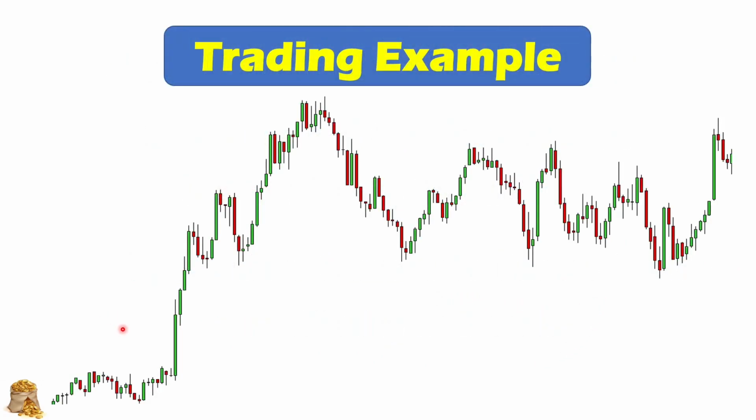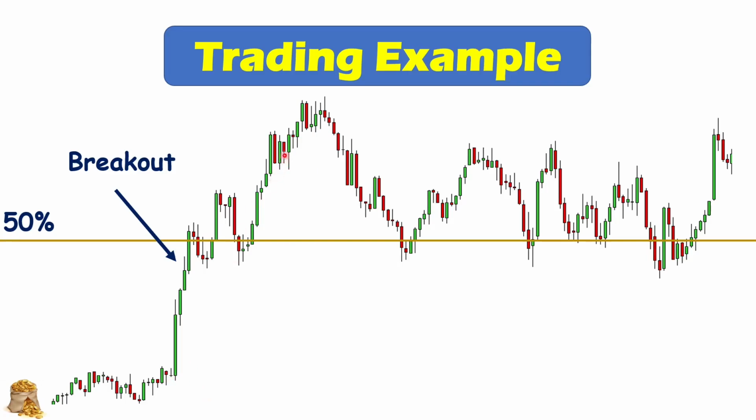Now let's have a look at some trading examples. In this chart, we can see the market has a strong breakout with 4 consecutive bull bars. And then the market pulls back twice here and then continues. At this moment, we can measure from the bottom of the trend to the top of the trend and find out where the 50% retracement level is.